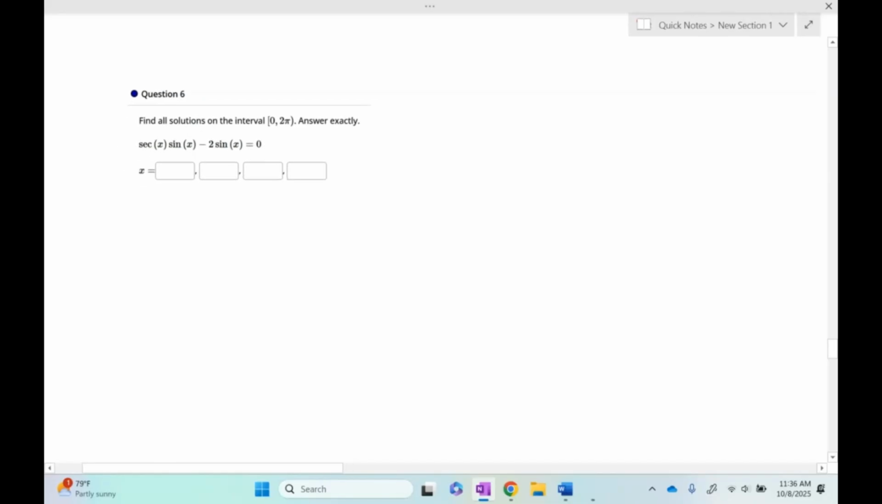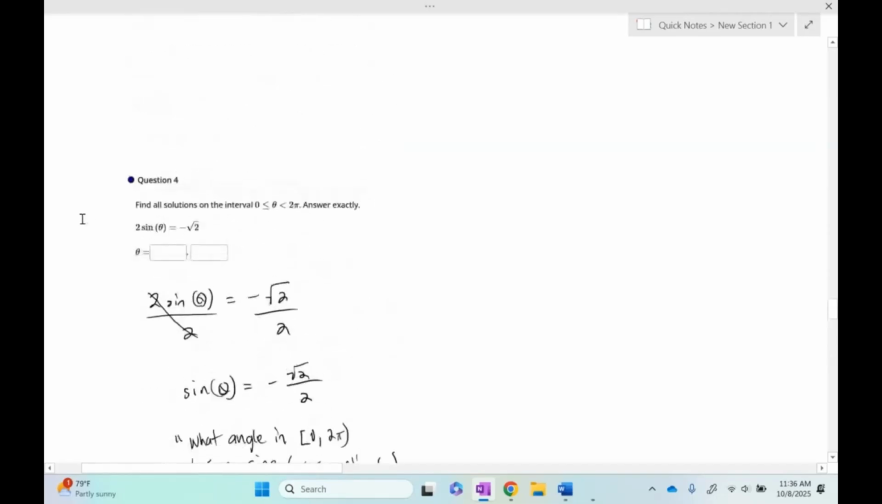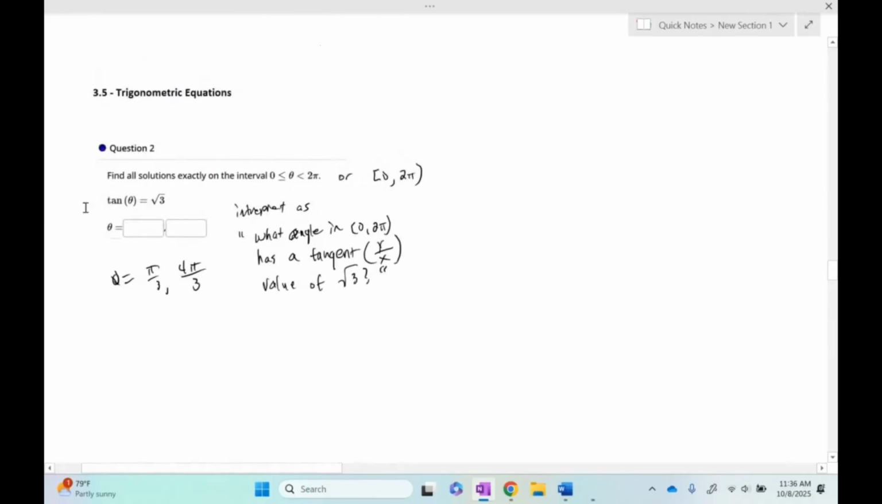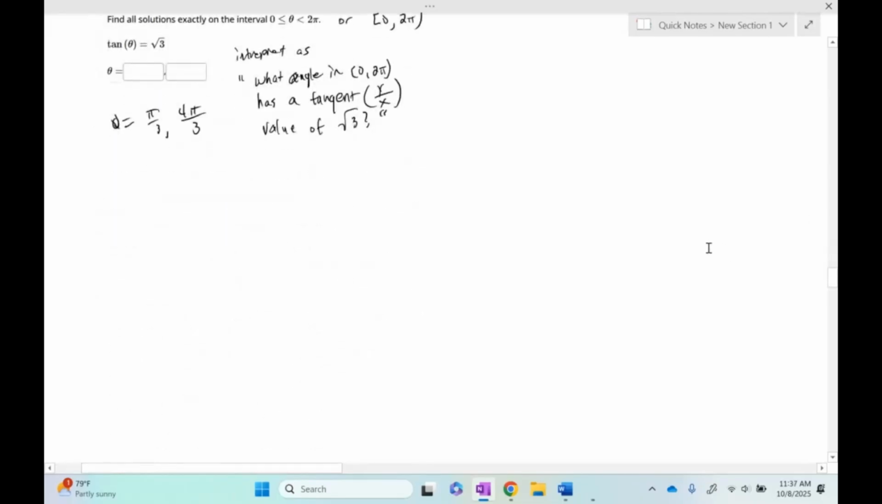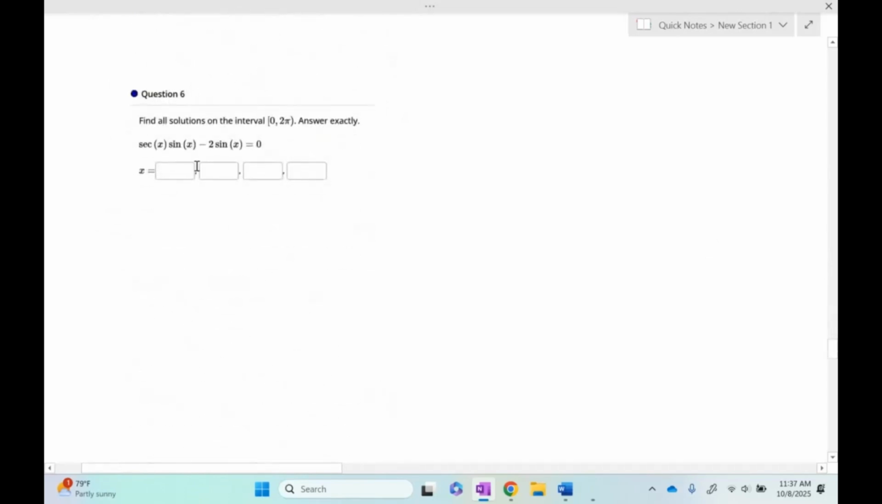All right. Just notice in the other problems, there was only one trig function. This one only had a sine, this one only had a tangent, and the other one we did only had a sine function. This problem has some multiplication in it, right?